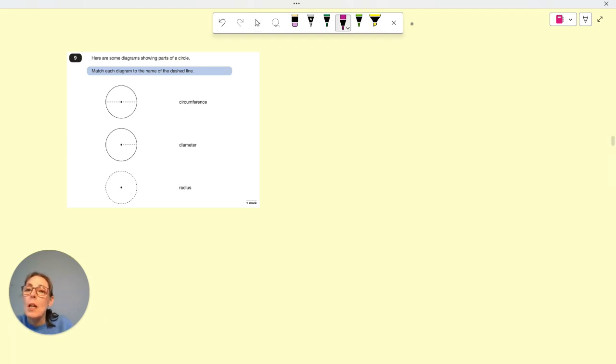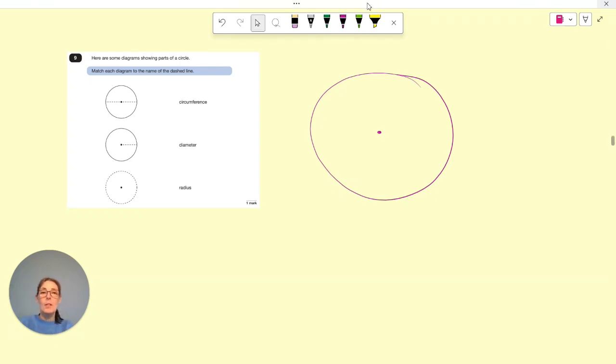Here are some diagrams showing parts of a circle. Match each diagram to the name of the dashed line. So I'm going to do a rough circle here. That's our centre. It's a really bad centre. That's my centre of the circle.